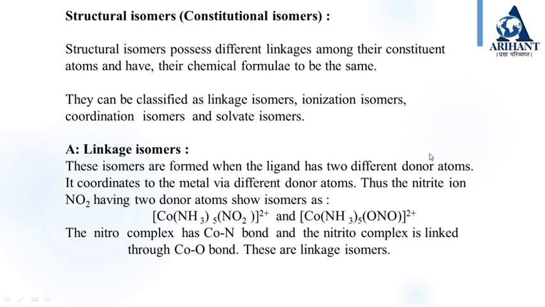Look at this example, [Co(NH3)5NO2]2+ and [Co(NH3)5ONO]2+. The nitro complex has a Co-N bond, that is, cobalt is connected directly to nitrogen, and in the nitrito complex, cobalt is linked to oxygen. So they are linkage isomers.